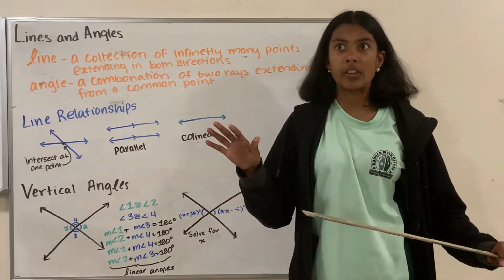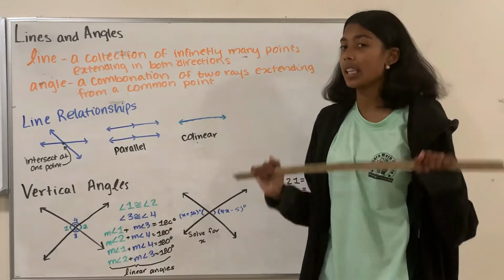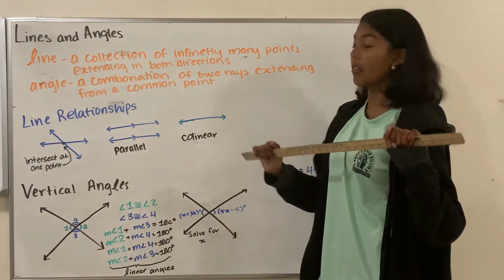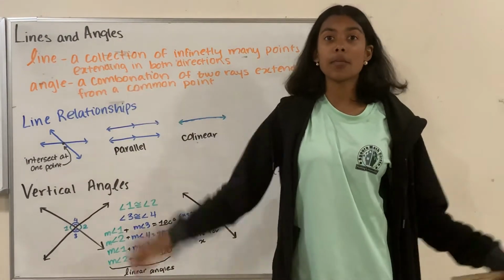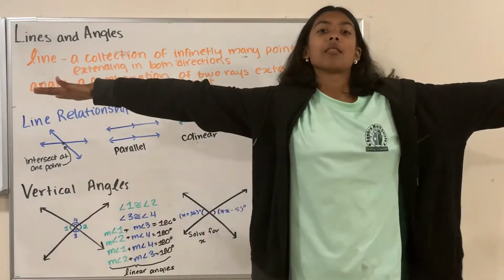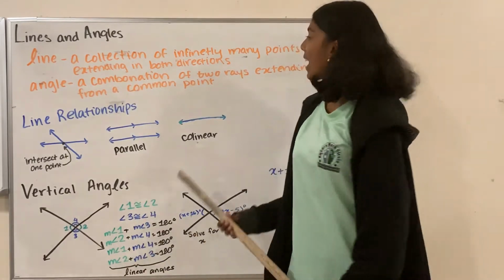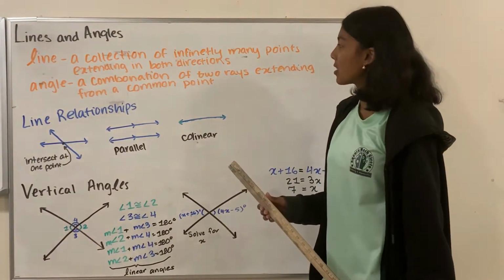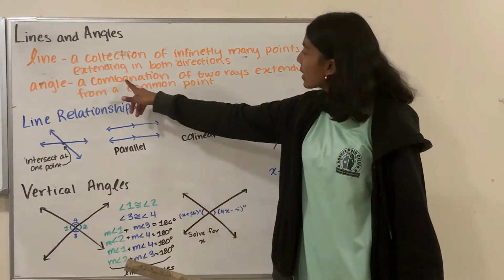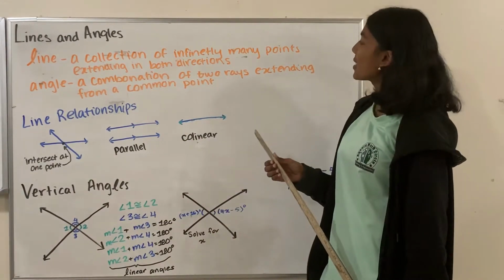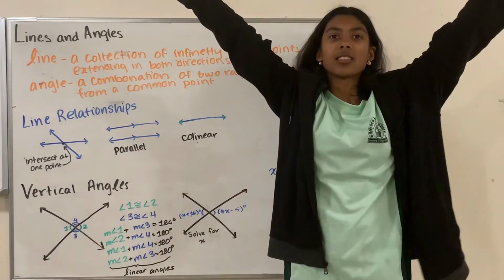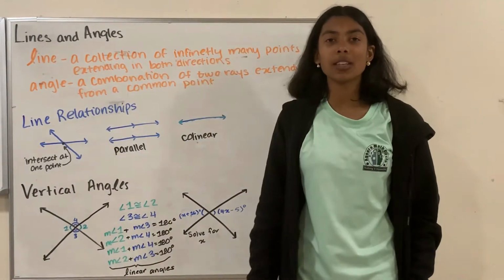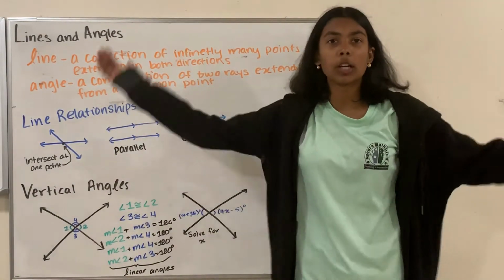So let's do some definitions real quick. A line is a collection of points, of infinitely many points, extending infinitely in both directions. Sort of like this, but longer. And then there's an angle, which is a combination, I think I spelled that wrong, of two rays extending from a common point. So it looks like this. And the point is my head, or me, the body.